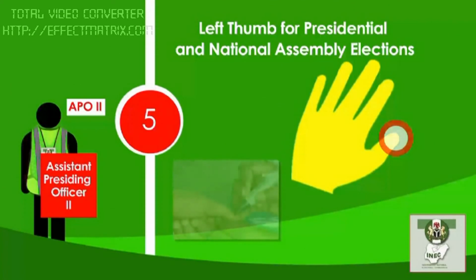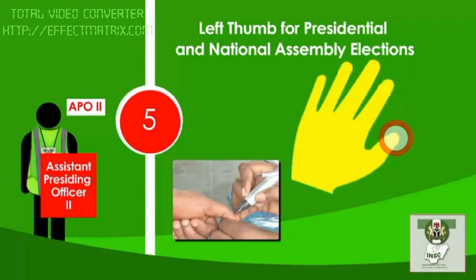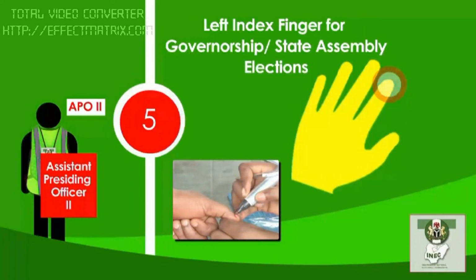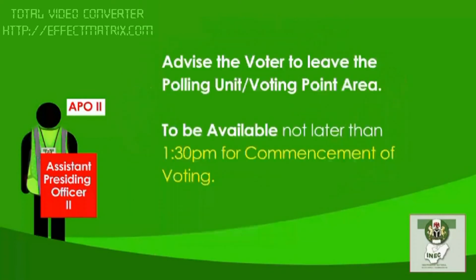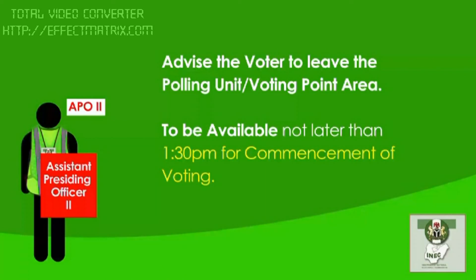Left thumb for presidential and National Assembly elections scheduled by the Commission. Left index finger for governorship and state assembly elections scheduled by the Commission. Advise the voter to leave the polling unit or voting point area and be available before 1:30 p.m. for commencement of voting.